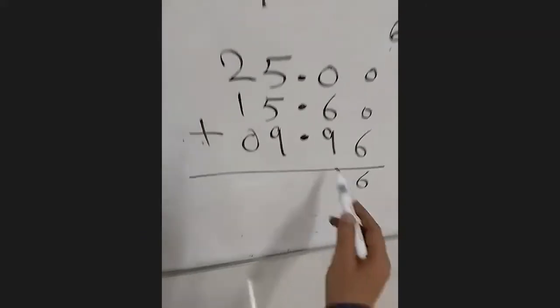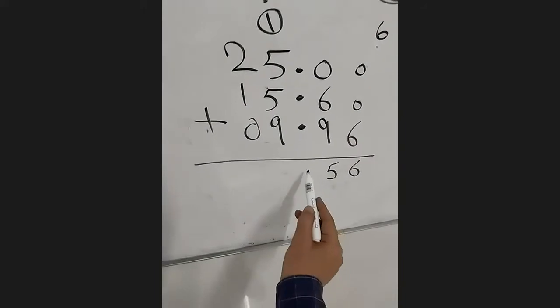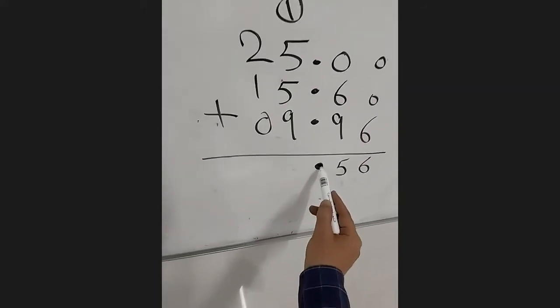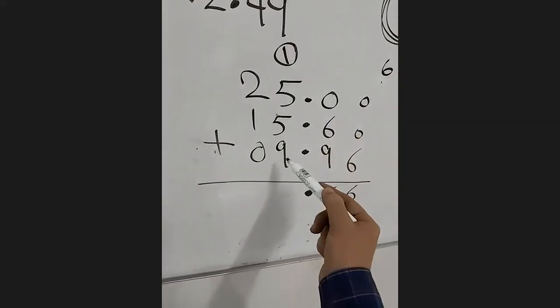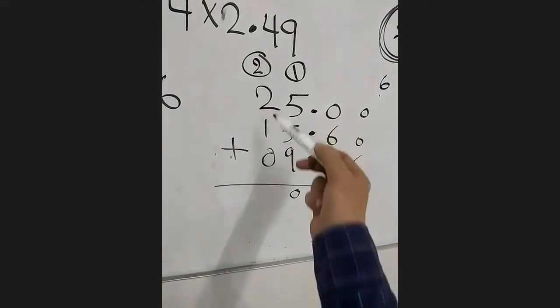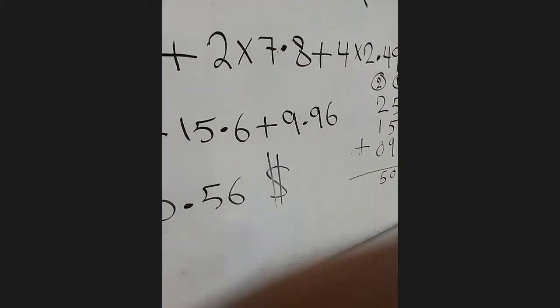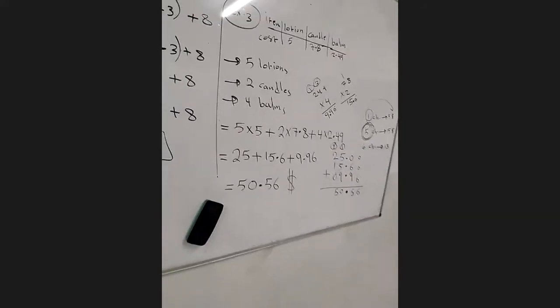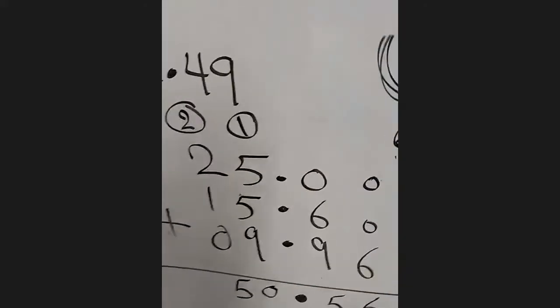6 plus 9, 15. 5 down, 1 up. Don't forget the decimal in its place. Now 1 plus 5, 6 plus 5, 11 plus 9, 20. So 0 down, 2 up. 2 plus 2, 4 plus 1, 5. So the total cost will be 50.56 dollars. After I finish, guys, I don't need all of these calculations. You can do them on extra paper.